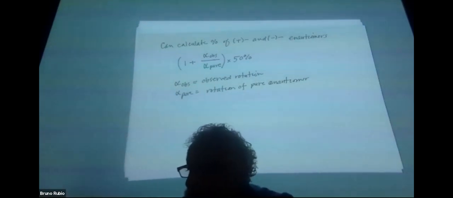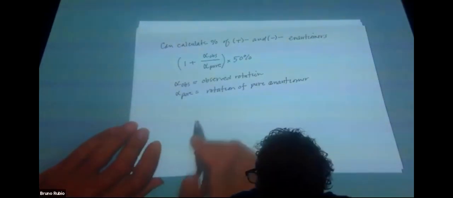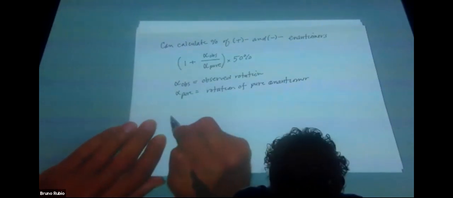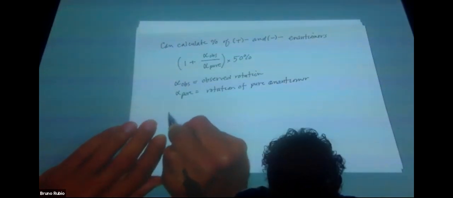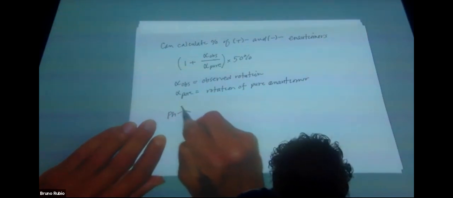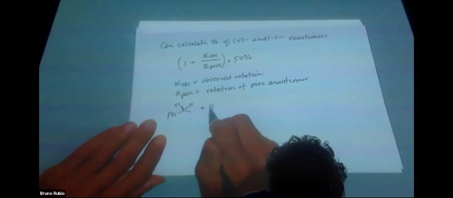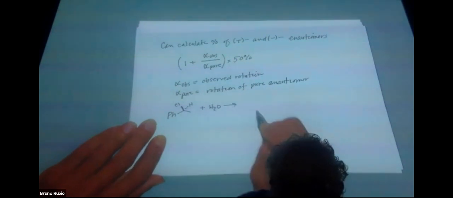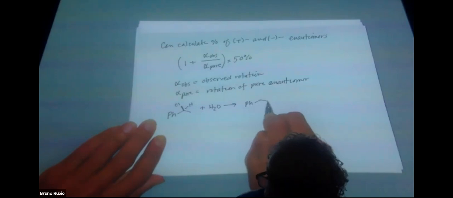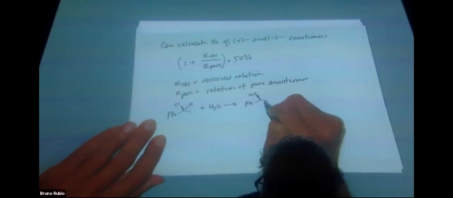Okay, so let's look at an example of this equation in action. If I take this molecule here, and it has a chirality center, and I react that with water, I get two products here. This is a reaction we'll talk about later on in the term.